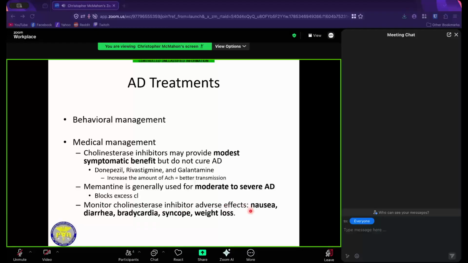Typically when we give them too much ACH, so remember I've got nicotinic and then I've got muscarinic. Muscarinic, I'm going to get that weird sludge type stuff. So nausea, diarrhea, bradycardia, syncope, weight loss, things that you don't want your grandpa to have. That's why we can't just give them more and more ACH. We're going to undo their Alzheimer's disease. There's a limited amount. Again, we're giving them quality of life for those limited couple of years. That can definitely be worth it to people.